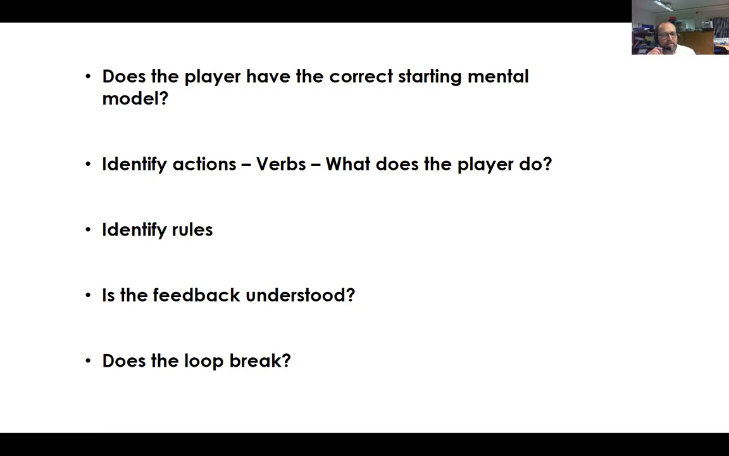That's good. They need to roll the dice, move the players, or move the pieces. So they need to know all of the actions that they have to do within the game. They need to know the rules that govern those actions. The other thing is they need to know how the feedback works.